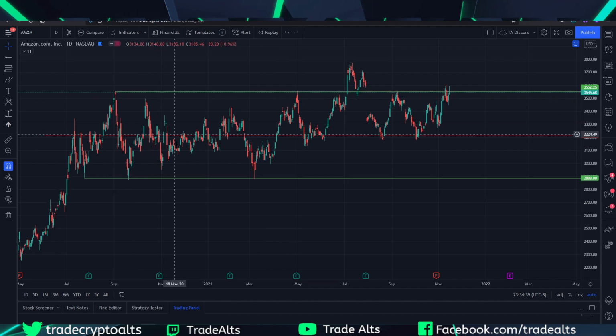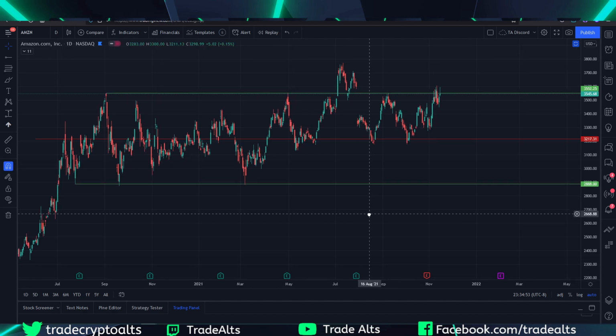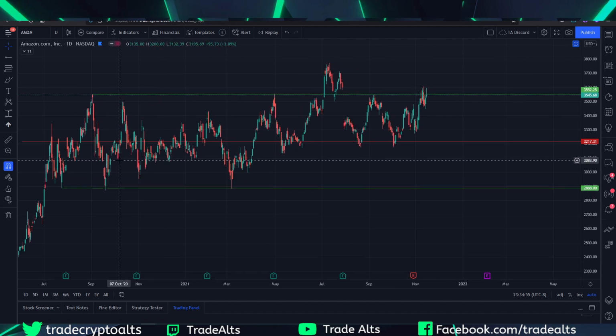If you just look at the Amazon range in itself, you can see that the lows and the highs are incredibly well respected. Even the midpoint. Look at your midpoint, how well respected that is. Okay, so looking at this, we basically see that this is consolidation.